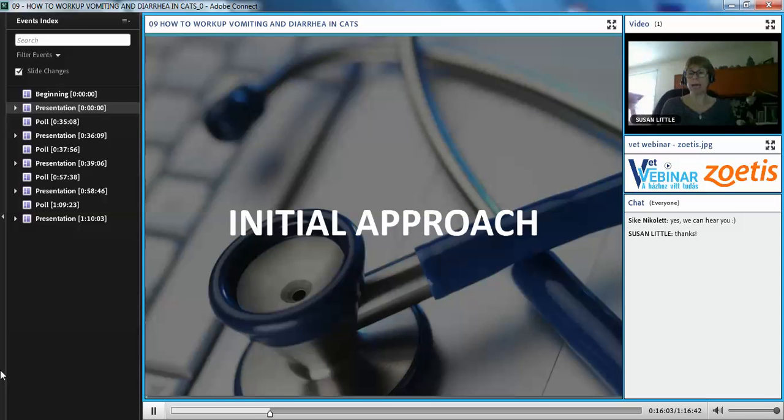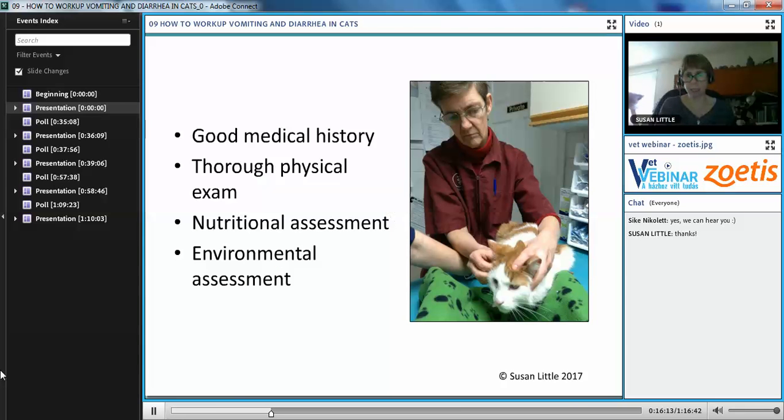So having had that look at our differential diagnoses and that big list, we're going to start looking at what will be our initial approach to these chronic patients with gastrointestinal signs. Again, we're talking about patients that have had their clinical signs for, let's say, at least 2 weeks. Of course we want a good medical history on these patients. It's very important to get a thorough physical exam. We're going to talk about each of these a little bit more in depth.